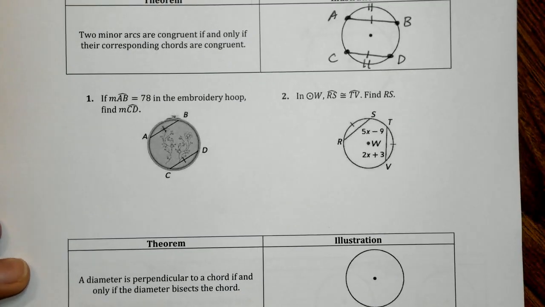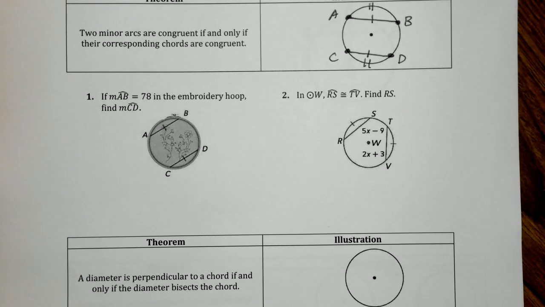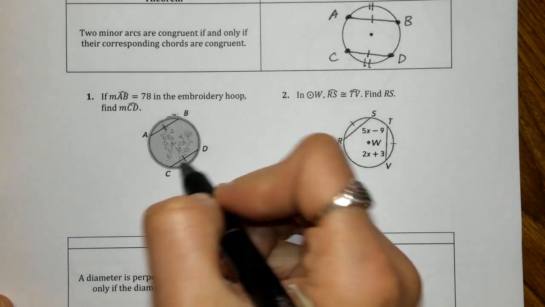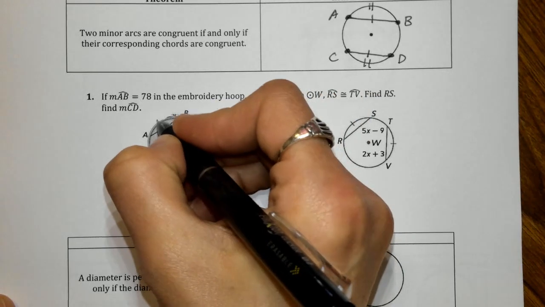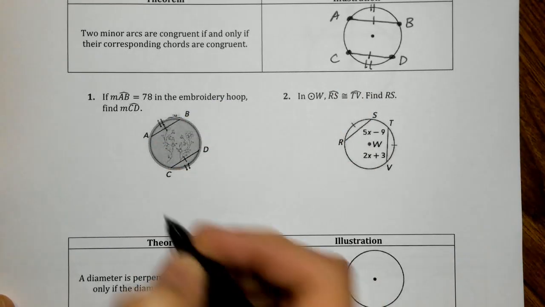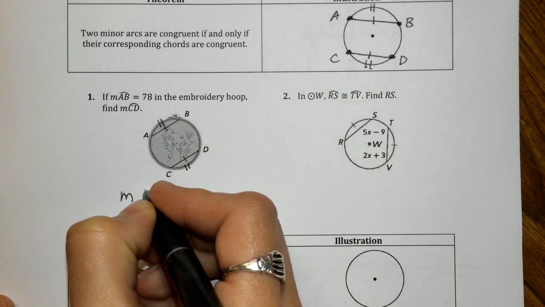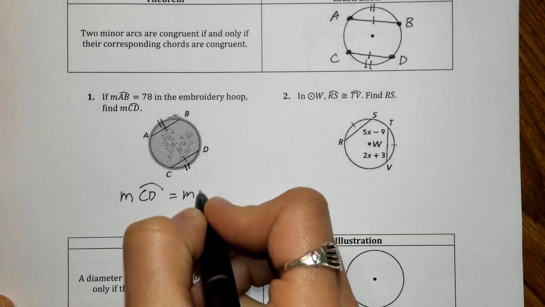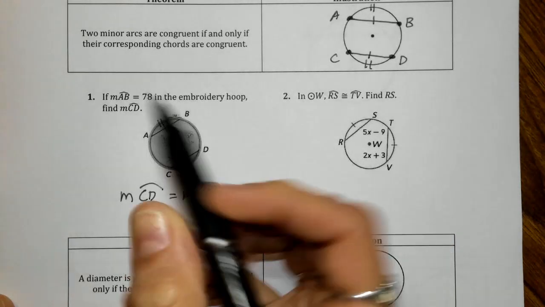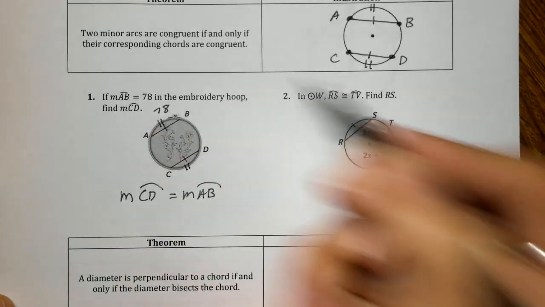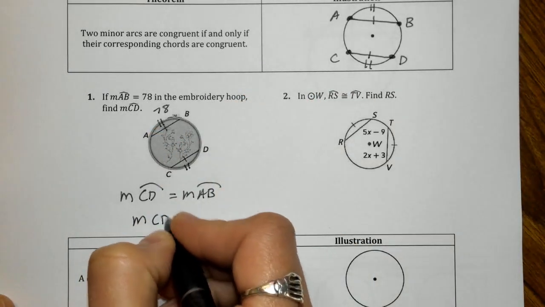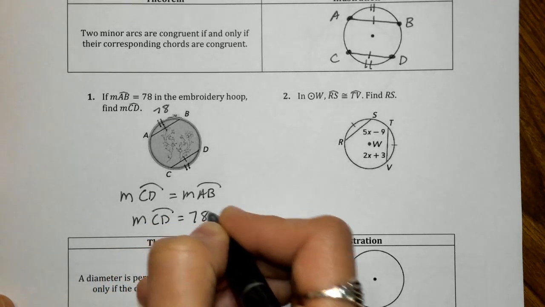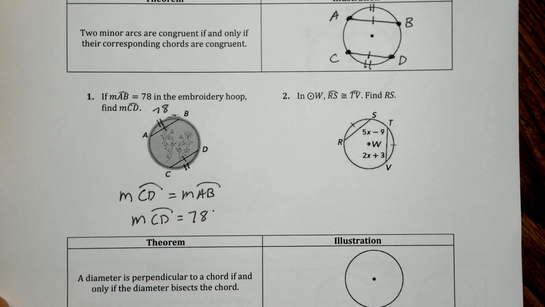So number 1 says that if the measure of arc AB is 78 in this embroidery hoop, we're going to find the measurement of arc CD. We're seeing here that the 2 chords are going to be congruent. That means our arcs are congruent. So here, the measure of arc CD will be congruent to the measure of arc AB, and AB was 78, therefore the measure of arc CD is also 78. Short, sweet, and simple like that.